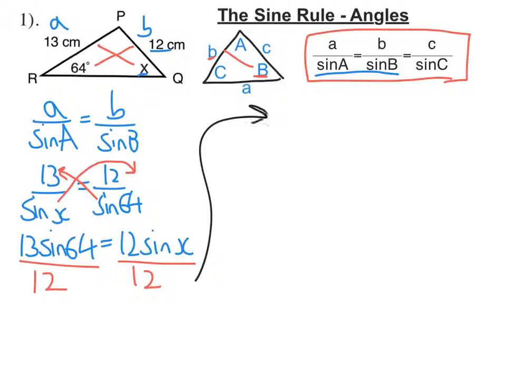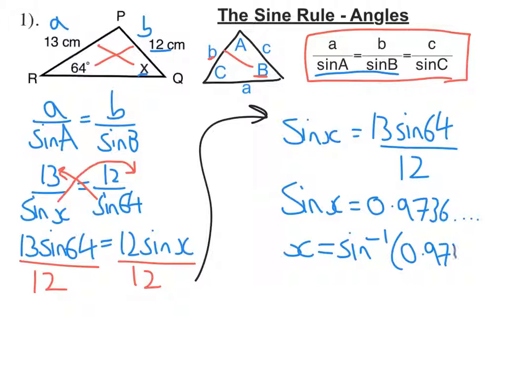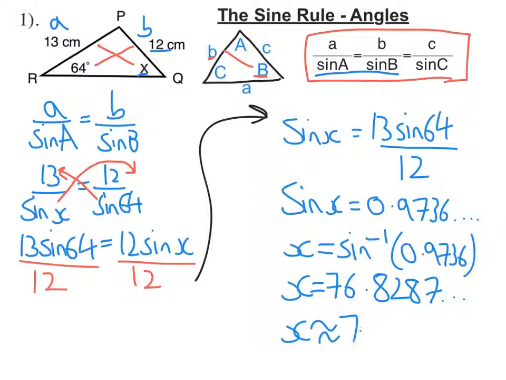So moving this back up to here, I'm going to get sine x is equal to 13 sine 64 over 12. Put that into my calculator, make sure I'm watching out for brackets. You get 0.9736, etc. Then we need to do the inverse of sine, because we know the ratio, but we want to work out the angle. Remember to use your answer button. And this becomes 76.8287, etc. So to three significant figures, it's 76.8 degrees. Now, let's look at the angle. That looks like an acute angle, so 76.8 sounds about right.